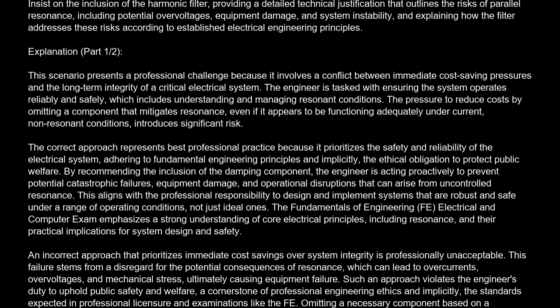The Fundamentals of Engineering, FE Electrical and Computer Exam, emphasizes a strong understanding of core electrical principles, including resonance, and their practical implications for system design and safety. An incorrect approach that prioritizes immediate cost savings over system integrity is professionally unacceptable. This failure stems from a disregard for the potential consequences of resonance, which can lead to overcurrents, overvoltages, and mechanical stress, ultimately causing equipment failure.